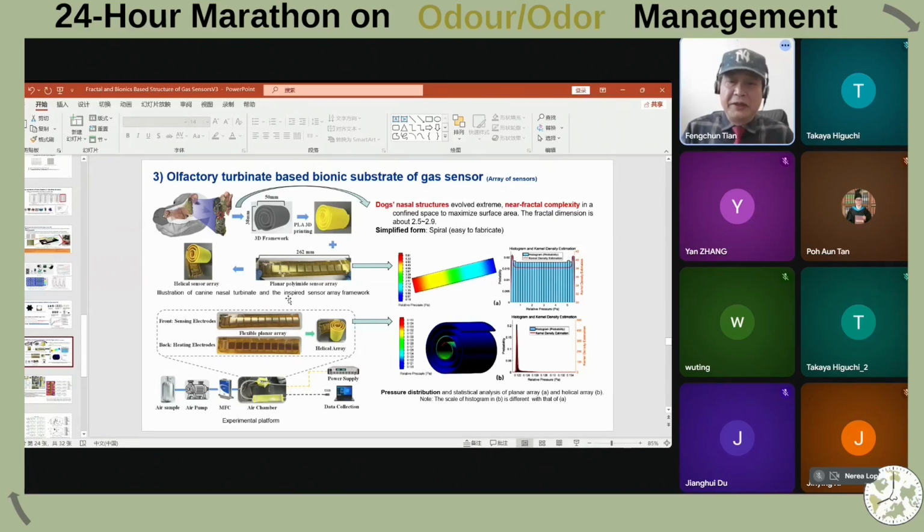And we compared it with the planar one. Of course, we use the simplified form. That's just a spiral form instead of the complicated olfactory turbinate form. So we found that the pressure distribution of the spiral is more uniform than the planar one.